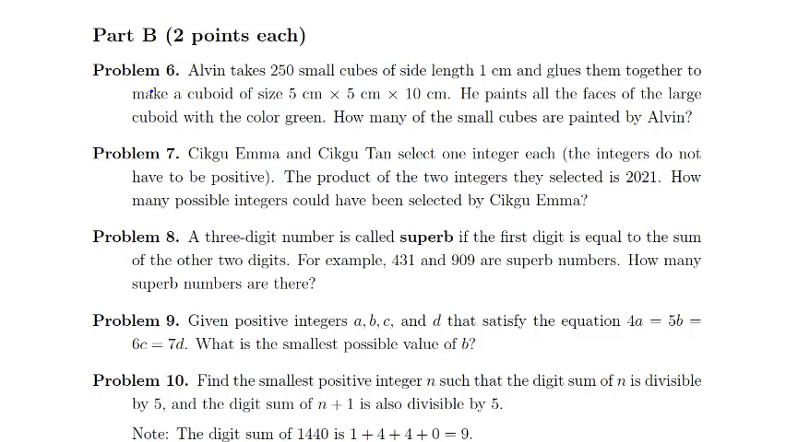Primary part B, problem number 6. Alvin takes 250 small cubes of side length 1 centimeter and glues them together to make a cuboid of size 5 centimeter by 5 centimeter by 10 centimeters. He paints all the faces of the large cuboid with the color green. How many of the small cubes are painted by Alvin?